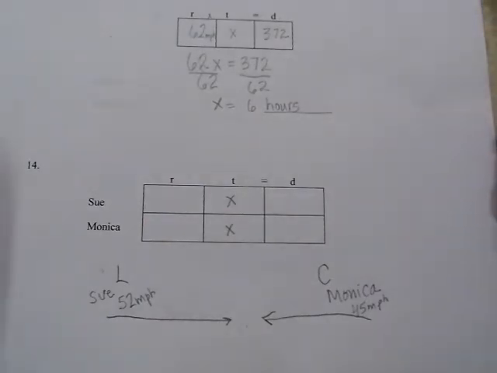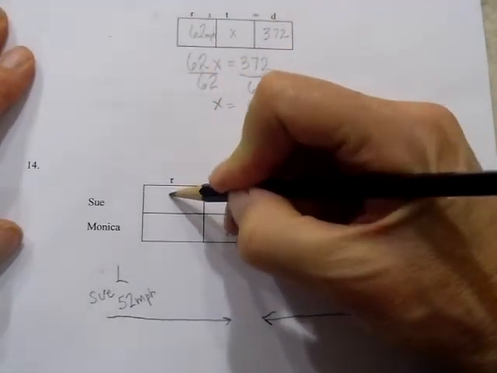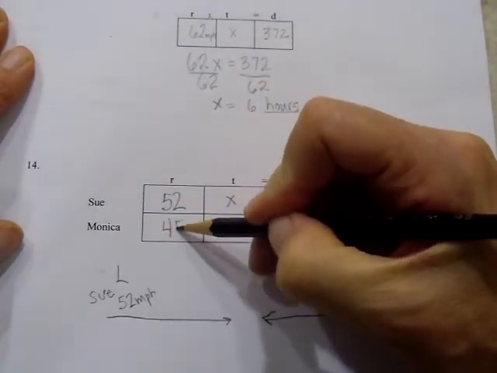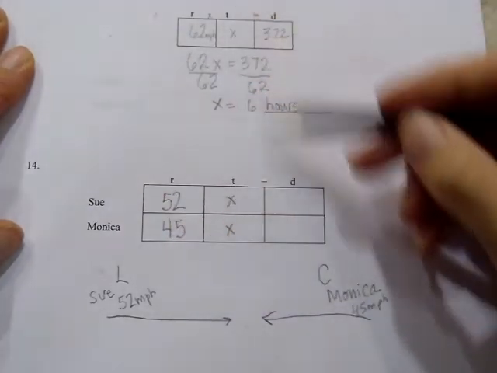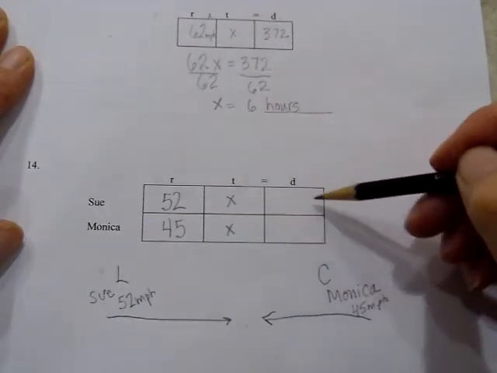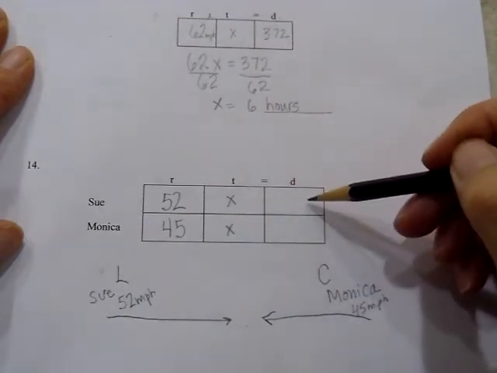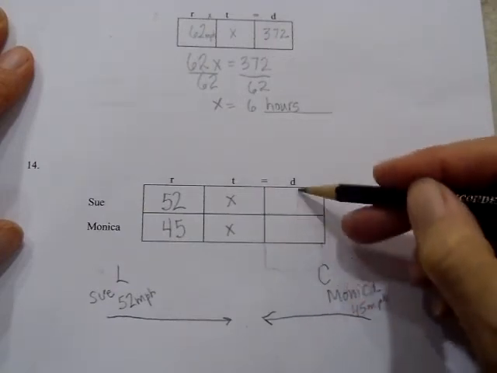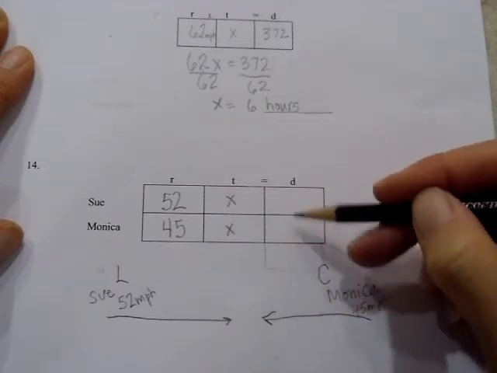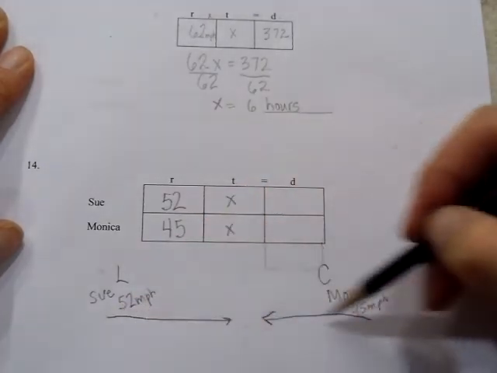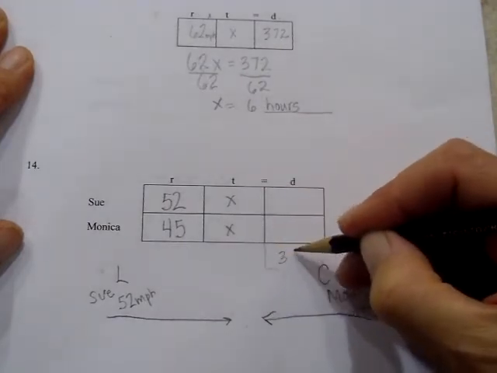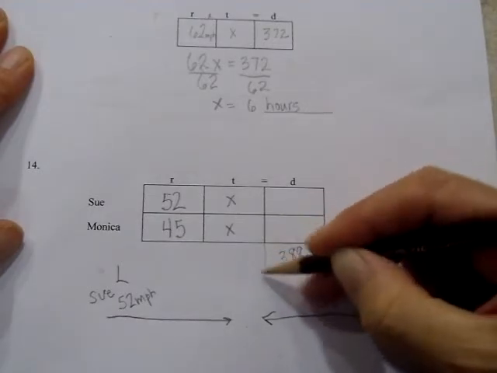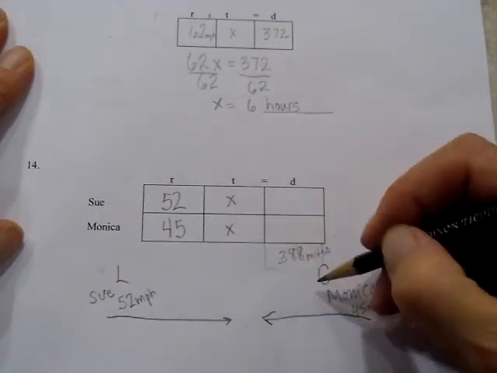Well, we know two things. We know that Sue is traveling at 52 miles per hour, and we know that Monica is traveling at 45 miles per hour. Often you're tempted to put the total distance here. Don't be tempted to do that. The total distance is something really different. Sue's distance and Monica's distance are going to be portions of the total distance, which was 388 miles. You kind of have to leave that hanging until you get your equation.